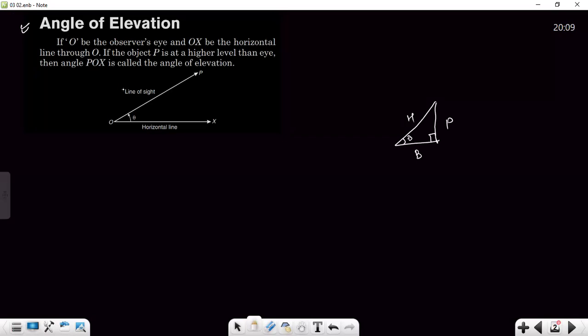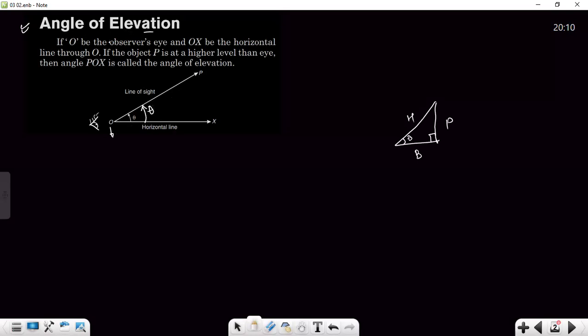This term will be used multiple times in your questions: angle of elevation or angle of depression. First, let's discuss angle of elevation. So as we can see, O is the eye of the observer here. Let's say this is your eye, and this is the point that we are observing, P. And this is the horizontal line. This is the ground. So the theta, the angle made between this horizontal OX ray and the OP ray, is known as the angle of elevation. Okay, this angle.